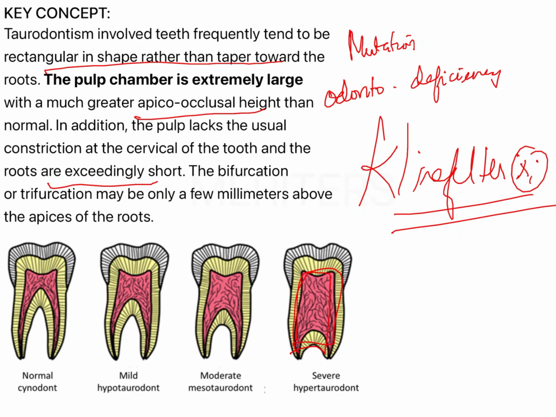And what are the other things that you have to know? You have to know the normal clinical features. Clinical features, nothing much special. It involves molars. It can involve a quadrant or a single tooth or multiple teeth. Radiographical features, you just have to remember four important things. One is rectangular in shape. Then the pulp chamber is extremely large. You will not have cervical constriction, and the trifurcation or bifurcation will be present a few millimeters above the apex.